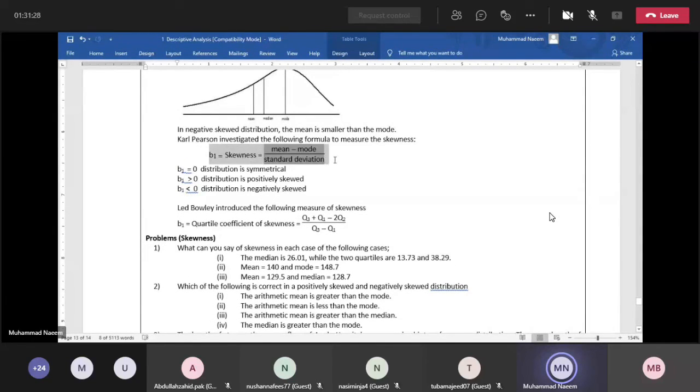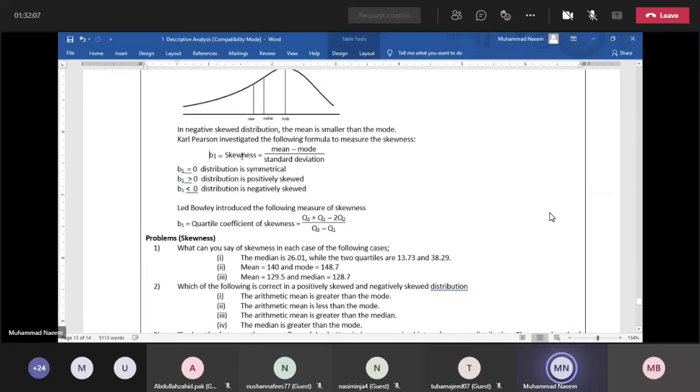Also, we have an alternative formula, mean minus mode divided by standard deviation. Alternative formulas we use according to our given information, according to our availability. What information is given? Using the given information, which formula can we apply? So that's why we need to discuss some alternatives.